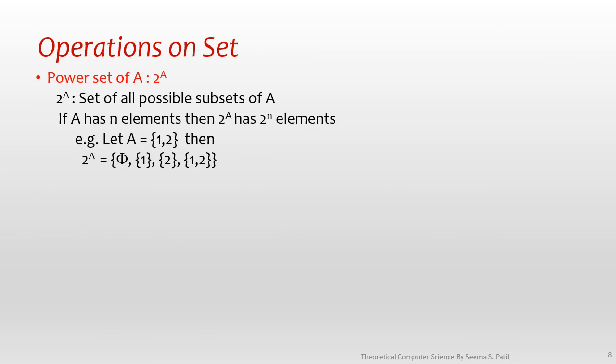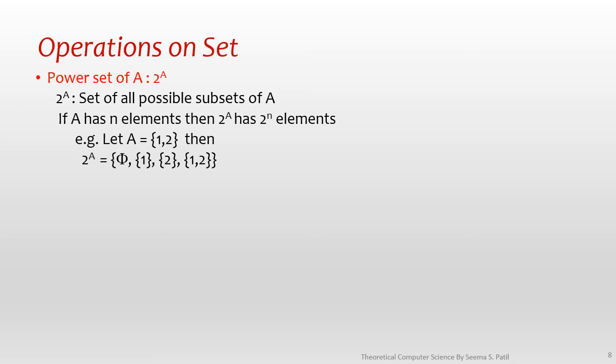Next operation on the set is power set of A, that is 2 raised to A. 2 raised to A is the set of all possible subsets of A. If A has n elements, then 2 raised to A has 2 raised to n elements. Example, let A equal to {1, 2}. Then 2 raised to A equal to {∅, {1}, {2}, {1, 2}}.